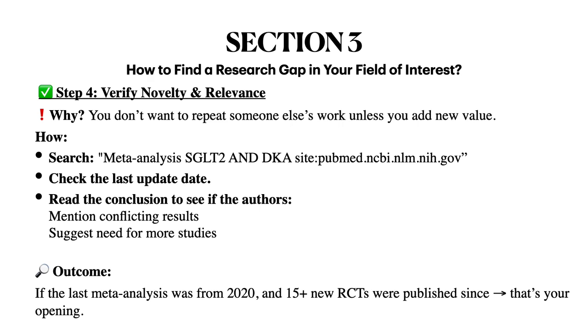So how do you do that? Search meta-analysis, SGLT2 and DKA, site PubMed. You can check on that. Check the last update date. Read the conclusion to see if the authors mention conflicting results or suggest the need for more studies. So the outcome is that if the last meta-analysis was from 2022 or 2020, and 15 plus new randomized control trials were published since, that's your opening, right?